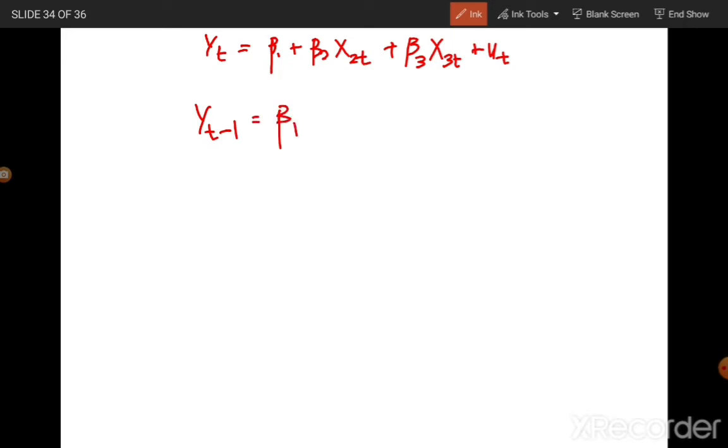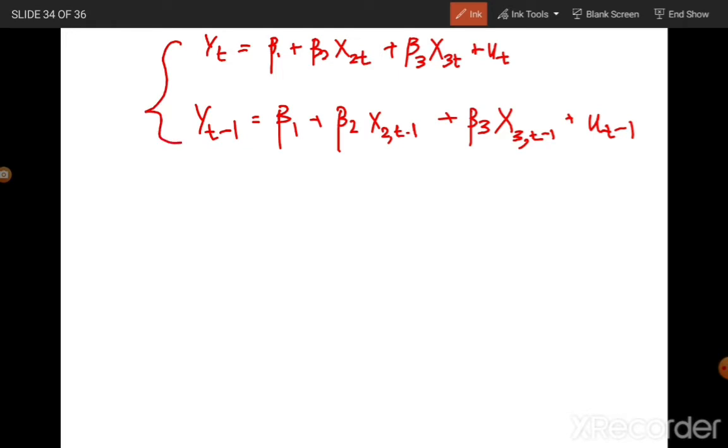So it will be yt minus 1 equals beta 1 plus beta 2 times x2 t minus 1 plus beta 3 x3 t minus 1 plus u t minus 1. So whether the period is t or the period just before, t minus 1, we know that the variables x2 and x3 are correlated. However, if I subtract these two, that is, I take the difference, this is why it's called the first difference.